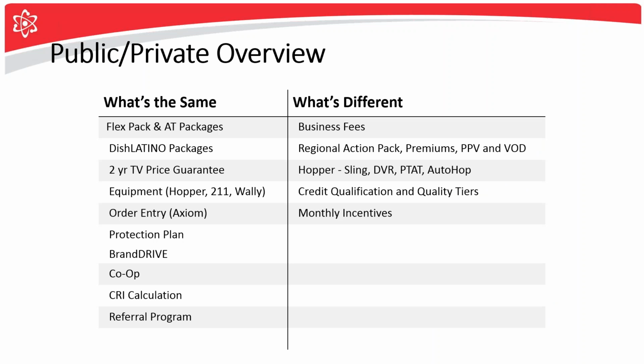So we mentioned a lot of similarities. You're going to have the same packages, as we mentioned, the same names like your Flex Pack, your America's Top packages, your Latino packages. You're also going to have the same promotion. So the 2-year price guarantee is also going to be available. The same equipment's available. Entering your orders is as simple as entering a residential order. It is also done in Axiom. And towards the end, we're going to take a look at what that looks like.